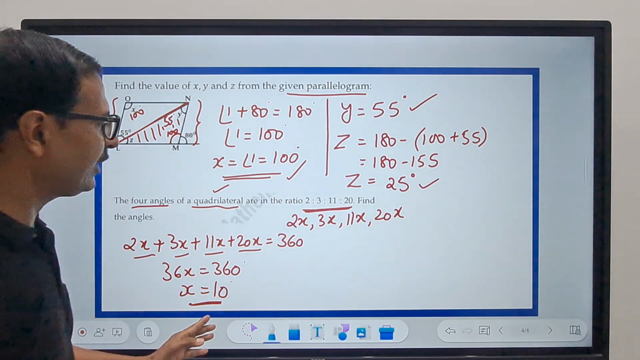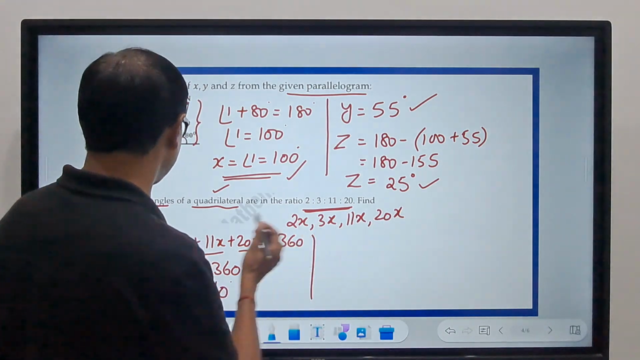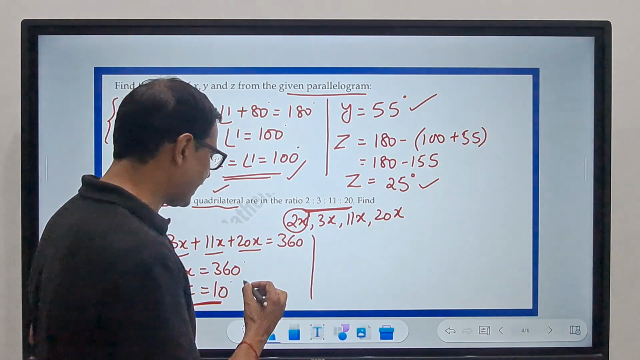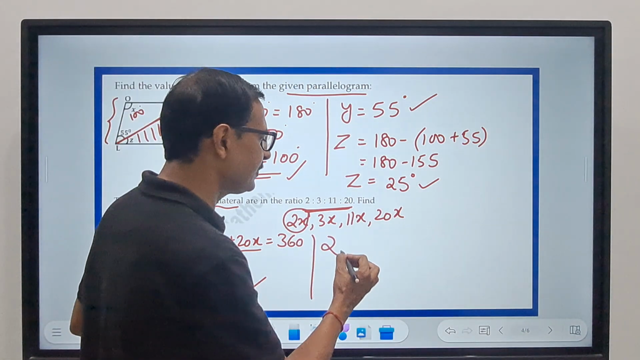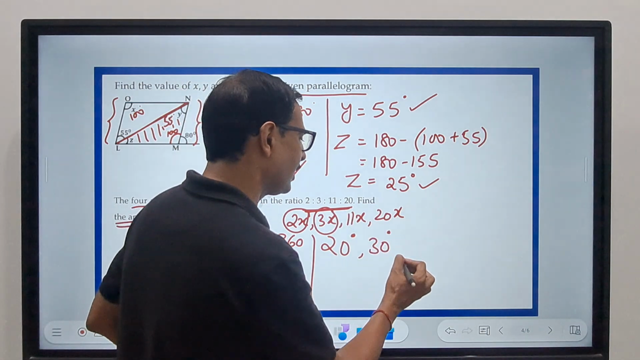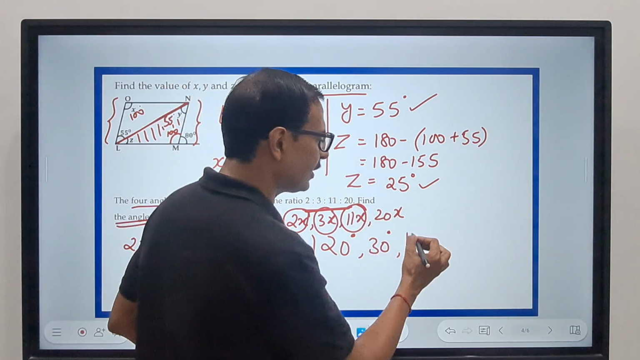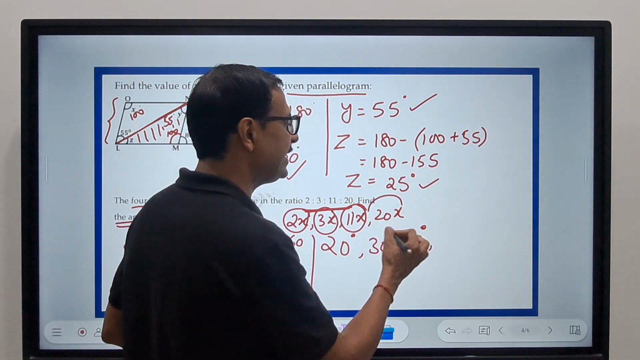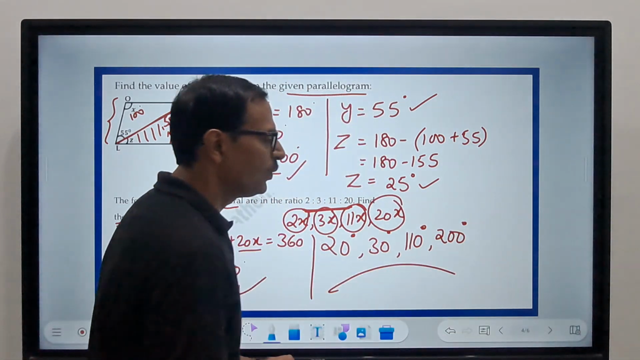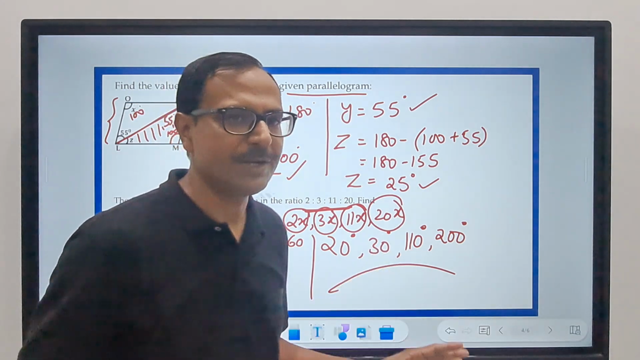And once you know the value of x, you know all the four angles. We need to find the angles, right? So the angles are 2x, x is 10, so 20 degrees, 3x, 3 into 10, 30 degrees, 11x, 11 into 10, 110 degrees, and 20x, 20 into 10, 200 degrees. And here are the four angles of the quadrilateral.